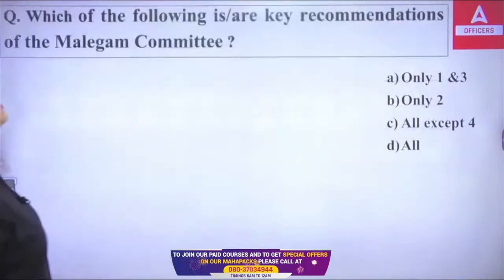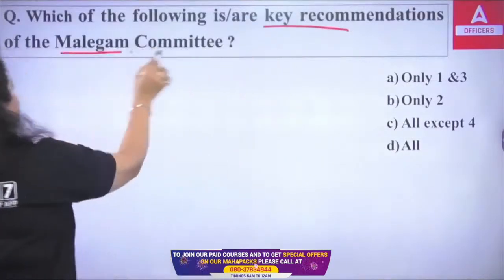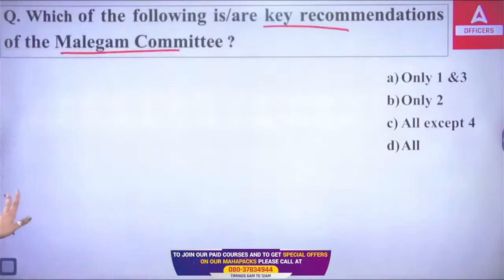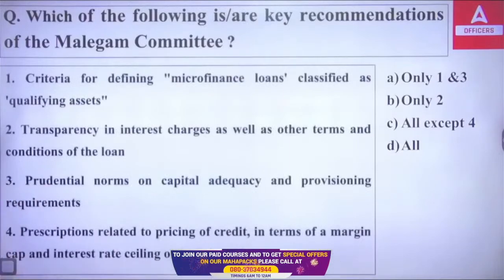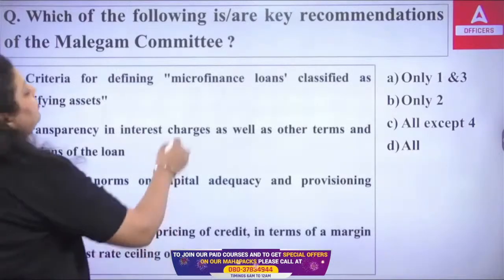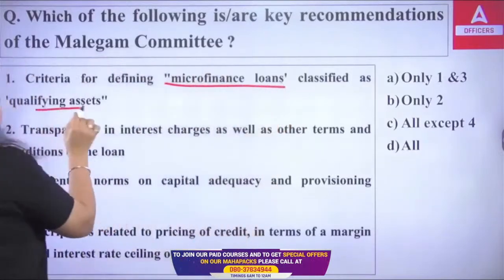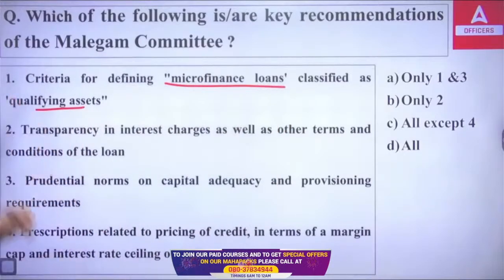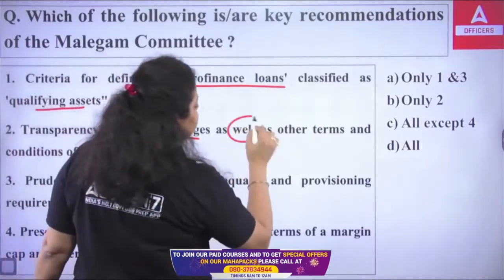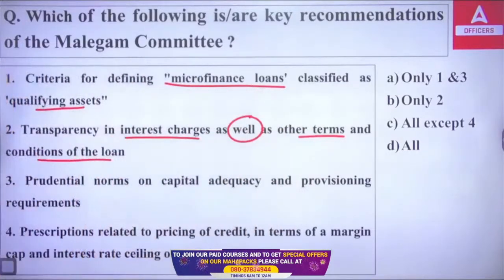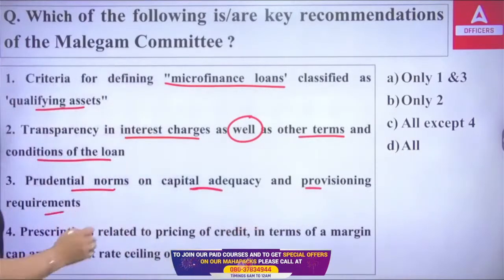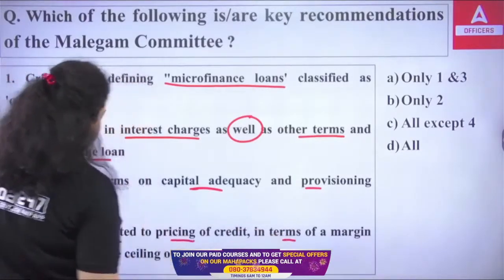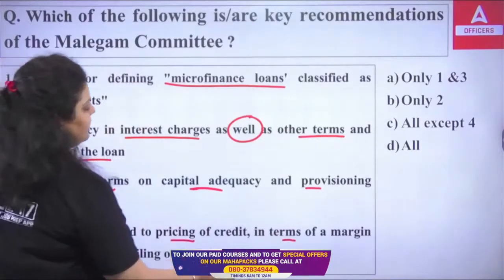Next, which of the following are key recommendations of the Malegam Committee? And these are the options we have. First, criteria for defining microfinance loans that are classified as a qualifying asset. Second, transparency in interest charges as well as other terms and conditions of the loan. Third, prudential norms on capital adequacy and provisioning requirements of the bank. Fourth, prescriptions related to pricing of credit: a margin cap and an interest rate ceiling on individual loans.